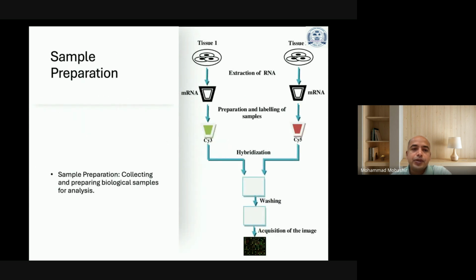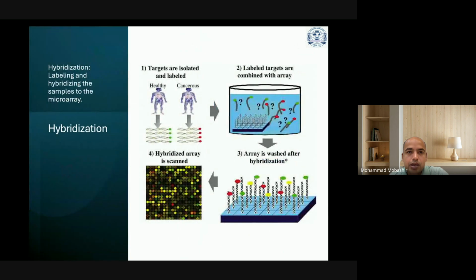In general, sample preparation includes extraction of RNA. For example, this is for gene expression purposes. Then go for preparation and labeling of samples, and hybridization. Labeling of samples could be with dyes like Cy3, Cy5, then go for hybridization, washing, and finally image acquisition.